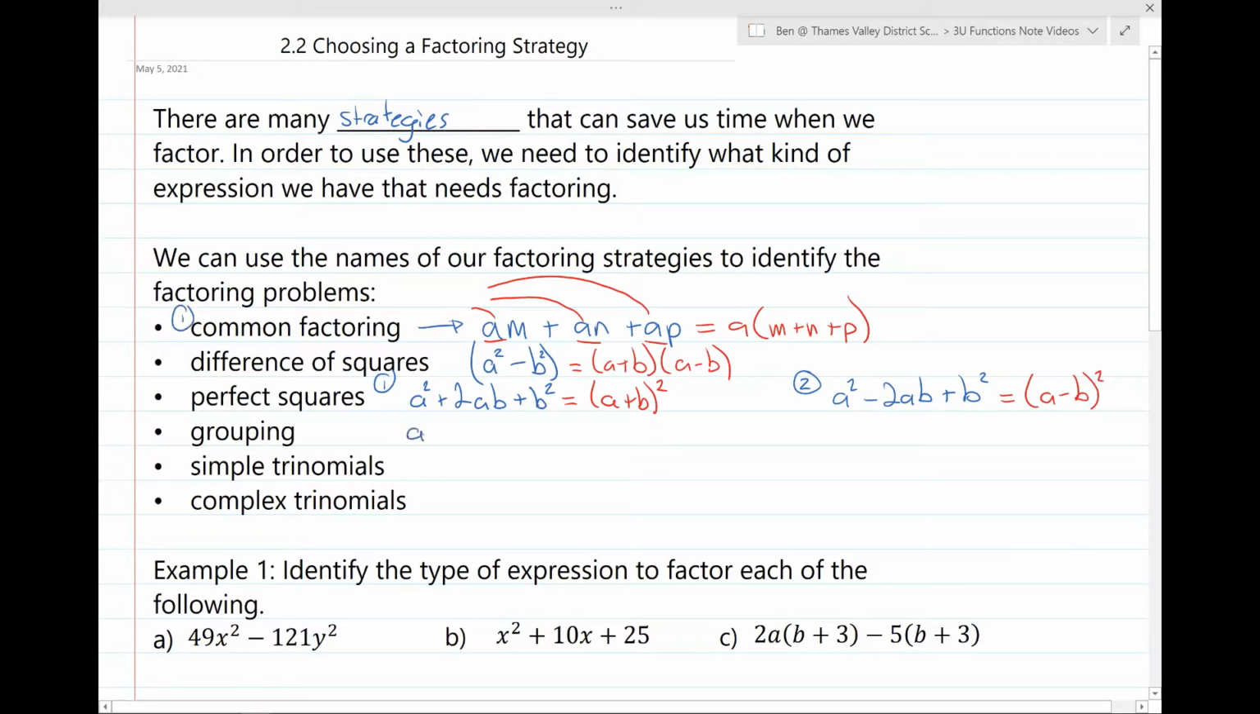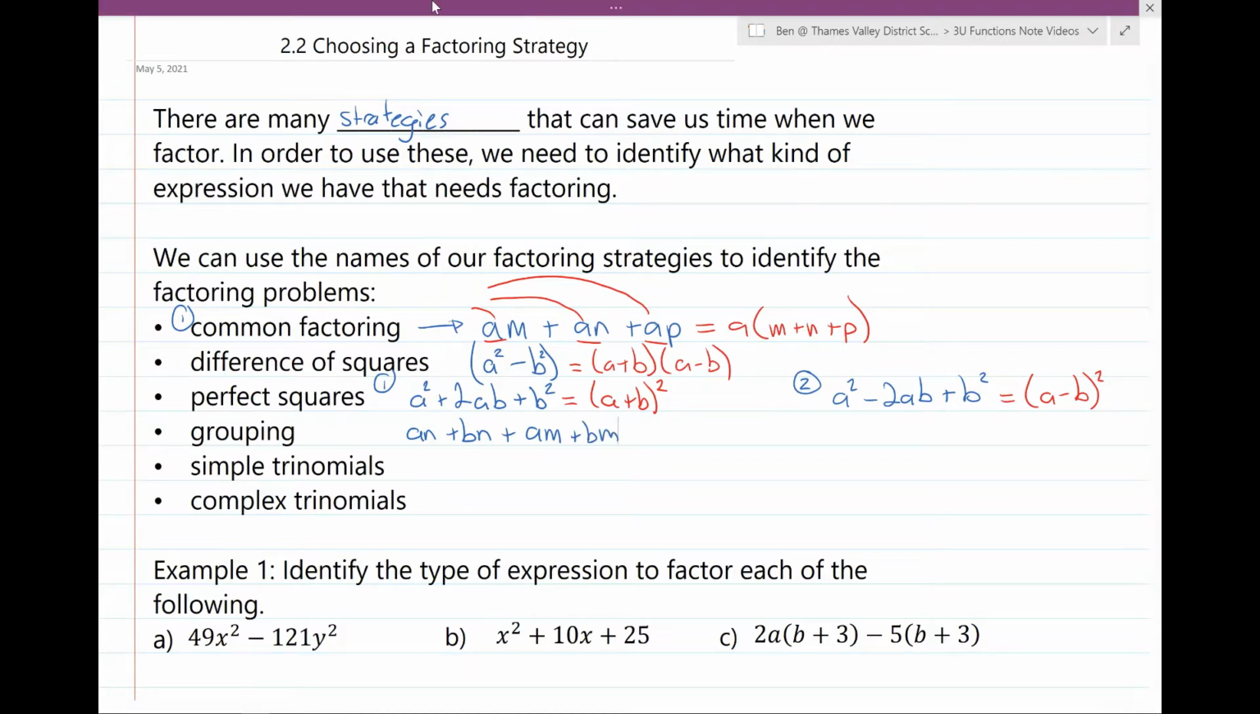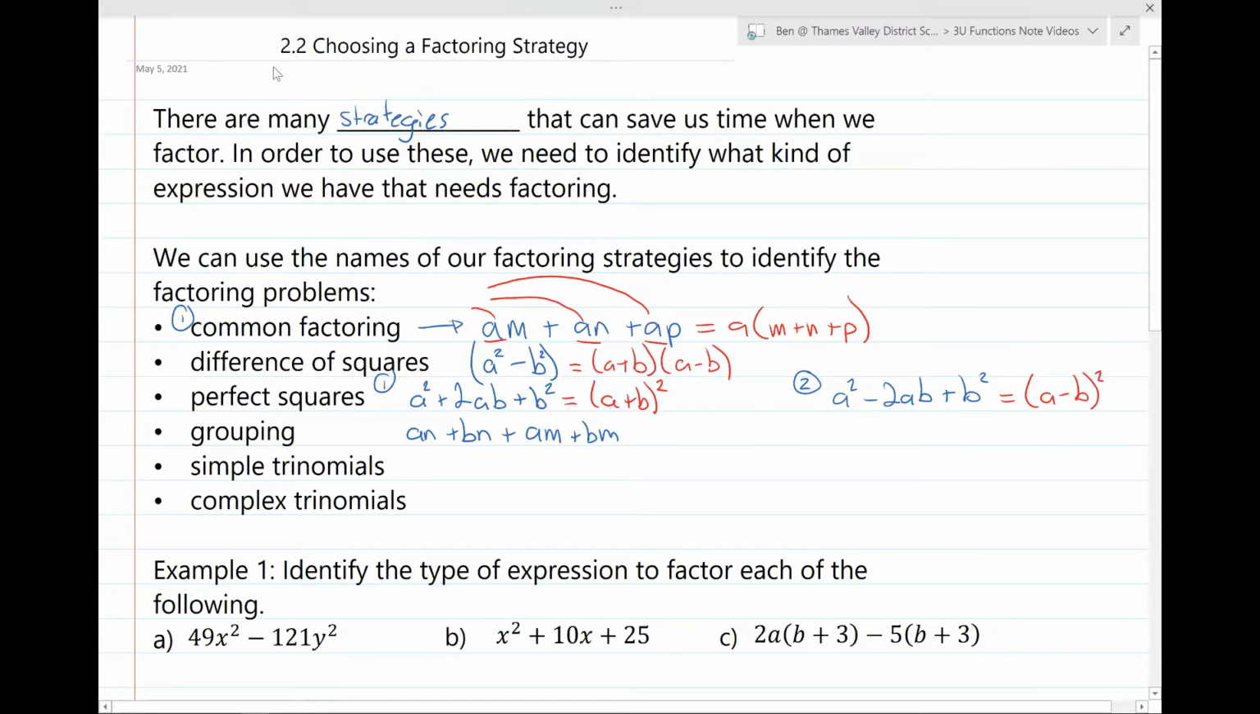Next is the form an plus bn plus am plus bm. And we would factor something like this. Really what we're noticing is that the first two terms share a factor n. The final two terms share a factor m. So this would factor in two steps. If we look at it carefully, we can look at the an plus bn and the am plus bm. So we would be left with (a plus b) times n plus (a plus b) times m.